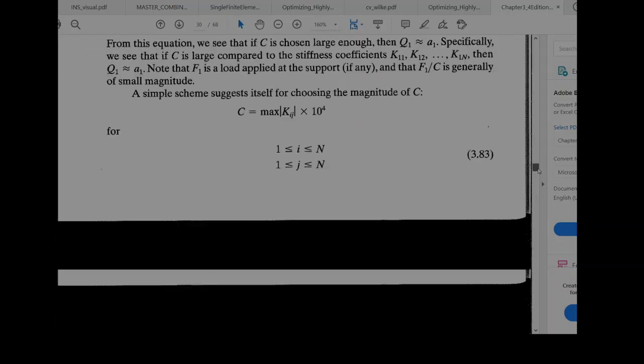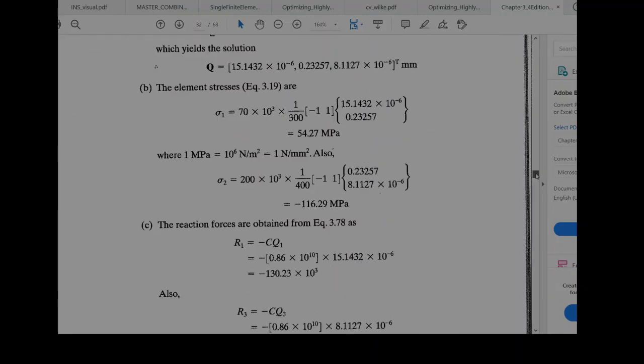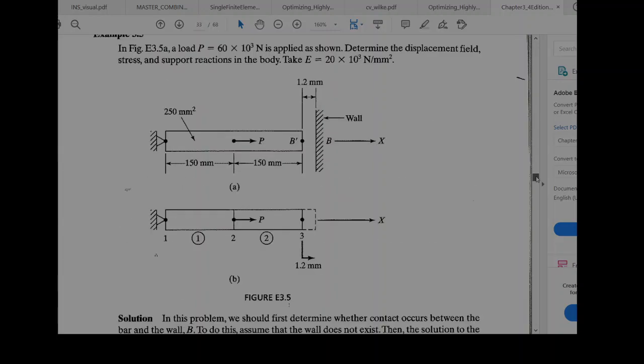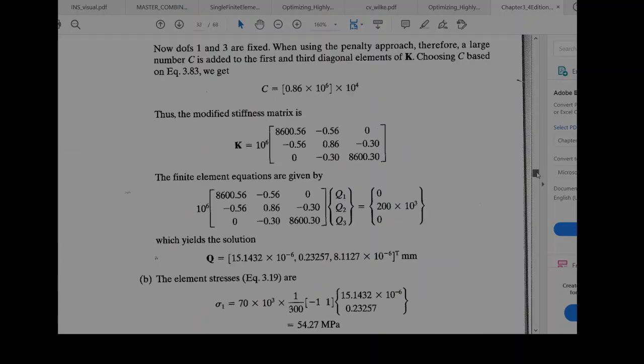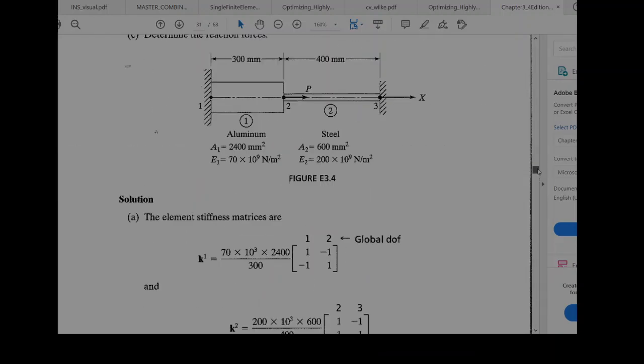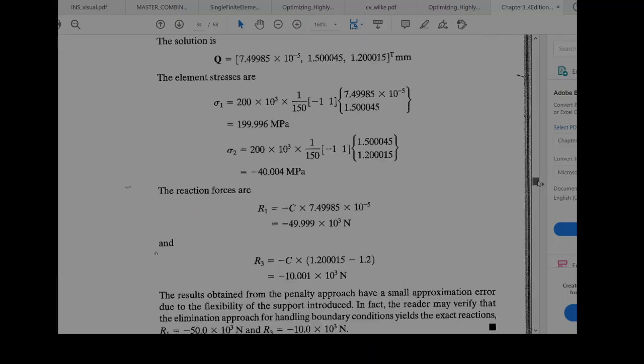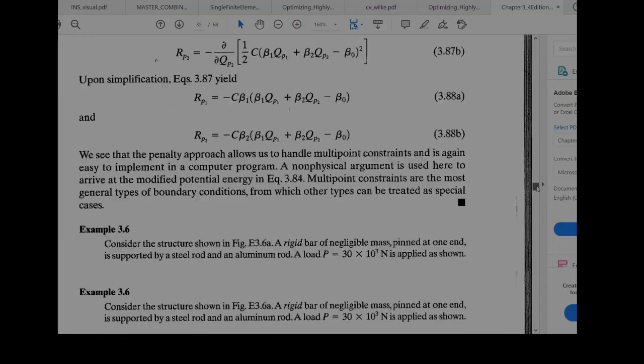Like I said, we're not doing the penalty approach. You're welcome to skip this. We're only looking at the direct elimination approach. We want to get to the quadratic. Here it is. Where's the first time the quadratic multiple constraints?